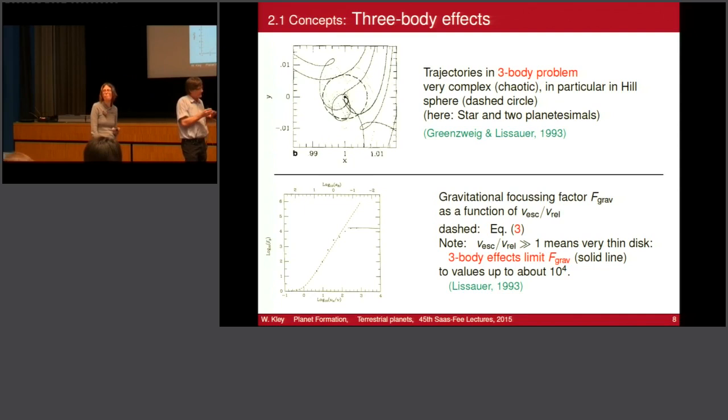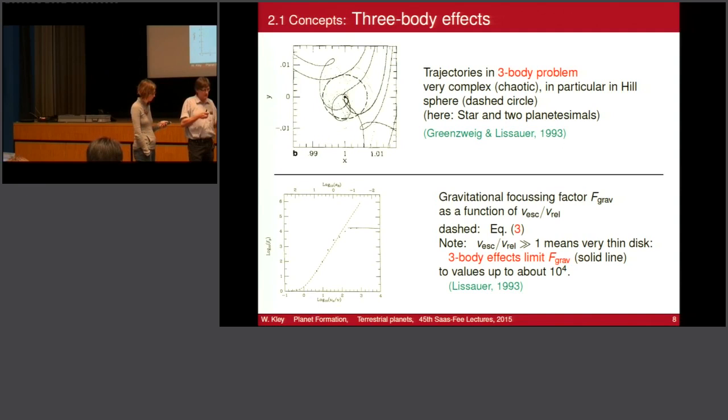You can accrete objects which come closer, typically closer than the Hill radius. This is a measure of the region from which you accrete objects, and the radial extent of this region is proportional to the Hill radius. This is typically the region, the radius, that you can accrete from: the radial extent of the Hill sphere.